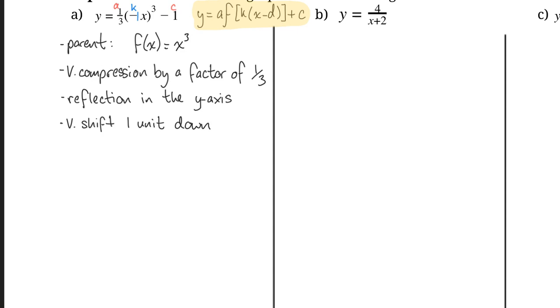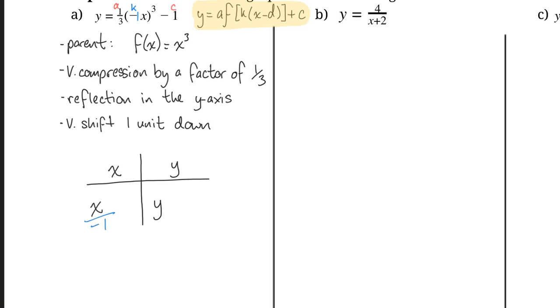So we're going to make a t-chart of these transformations, just describing what happens to all of our coordinates. So our original coordinates are x and y. And we're going to look at what happens to all the x coordinates and all the y coordinates. So the only part of the function that affects our x coordinate is the k, because we do not have a d value. So k is equal to -1. So all x coordinates will be divided by -1.